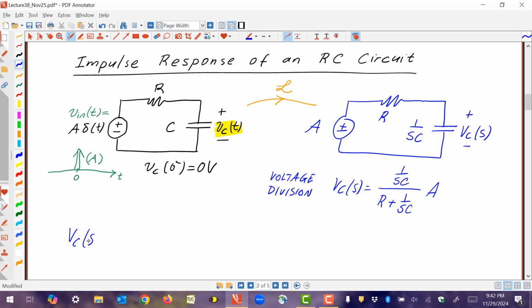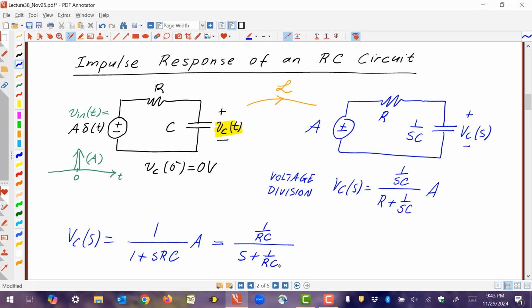So V C of s, if we multiply in the fraction top and bottom by sC, we'll get 1 over 1 plus sRC, or sRC plus 1, doesn't matter, times A. And then, of course, we see that in the Laplace transform table. I won't go back, but I'll just tell you, in the Laplace transform table, we have terms like 1 over s plus a, lowercase a. So let me just do this, and you'll see why in a second.